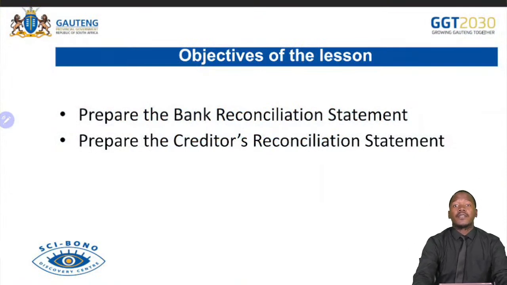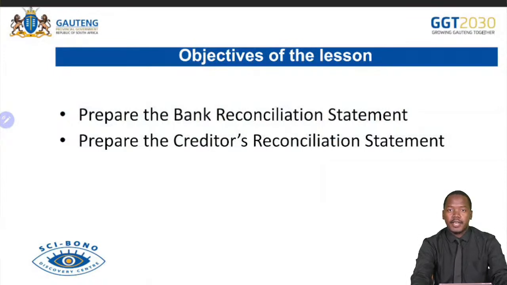Now, the objectives of the lesson are to look at our bank reconciliation statement. Also, you should know how to prepare the creditors reconciliation statement. Going to the next slide.